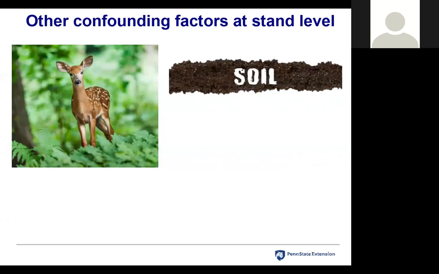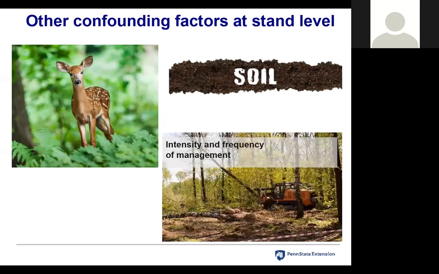Obviously, depending on where you are in the landscape in terms of soil conditions or elevation, beech will become more dominant. Sugar maple, again, has a higher nutrient requirement, so it requires richer soils. And then also, again, think about the land use history. So the amount of beech you see in a particular forest is going to be affected by any previous land use history and any intensity and frequency of management in those stands.